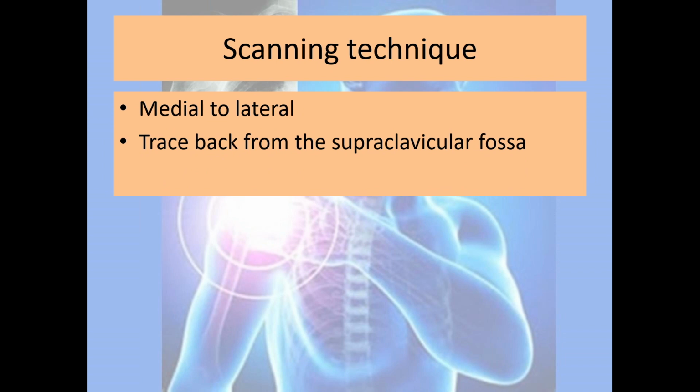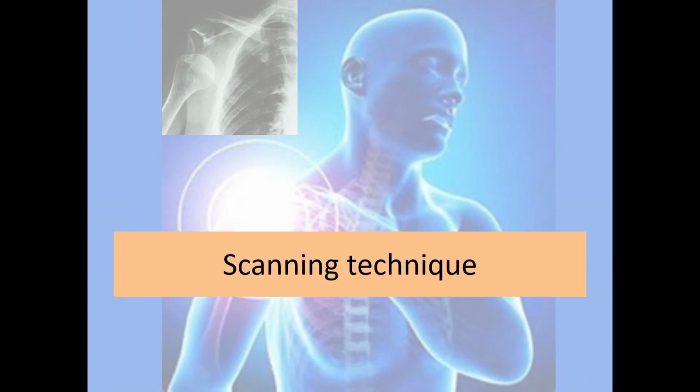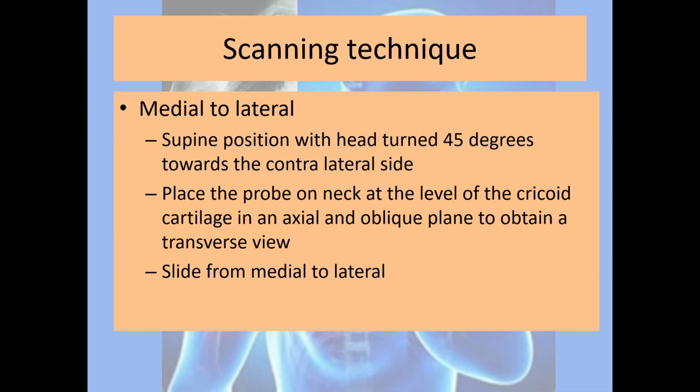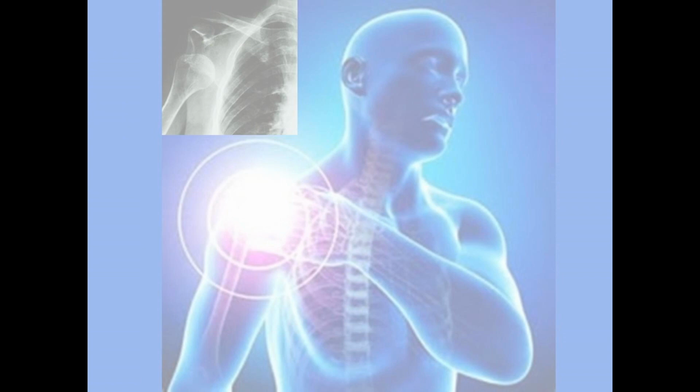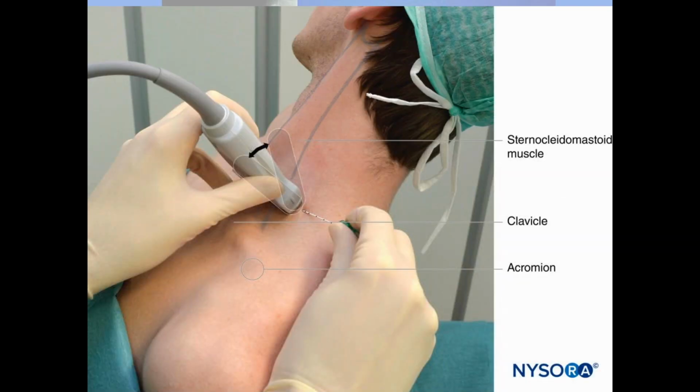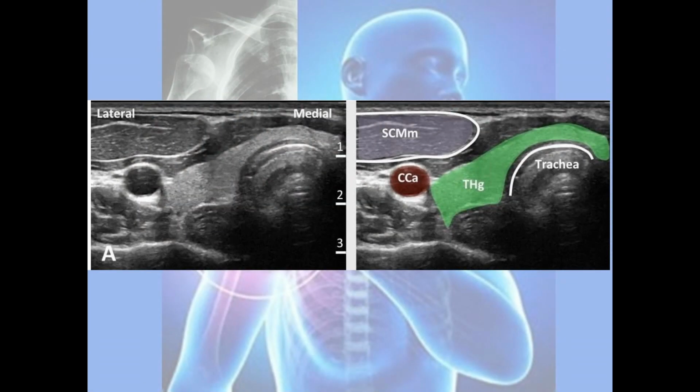For scanning technique, there are two techniques to visualize the interscalene groove. One is the medial to lateral technique. The other is to trace back from the supraclavicular fossa. For the medial to lateral technique, the patient is usually lying supine with the head turned 45 degrees towards the contralateral side. You place the probe at the level of the cricoid cartilage in a transverse view, then slide medial to lateral. This is the usual position of the probe on the neck, with the head turned away from the side to be blocked. The first view you'll see is the trachea with the carotid artery and the sternocleidomastoid muscle.